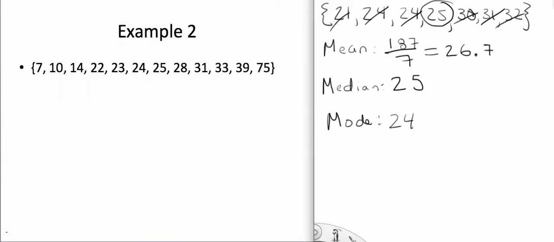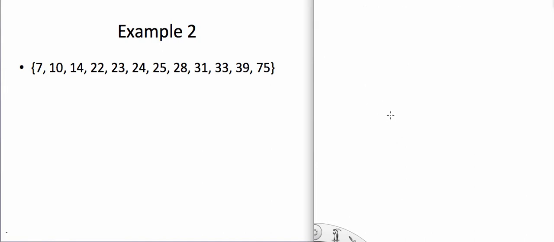Okay, here's our next example that we've got coming here. I should look and see if any of these values are out of order, and in this case we go 7, 10, 14, 22, and so on.